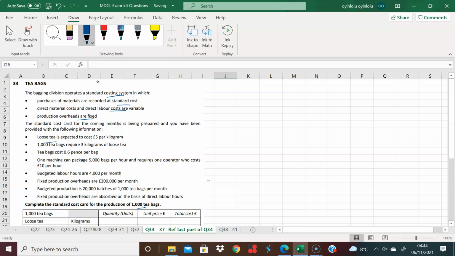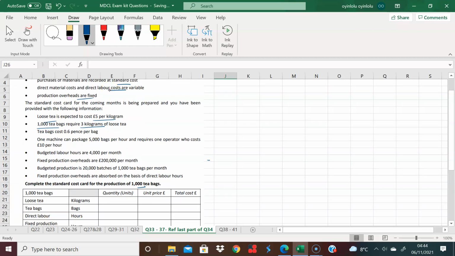It says a loose tea costs £5 per kilogram. We want to deal with 1,000 tea bags, and it tells us 1,000 tea bags needs 3 kilograms. I know that it's £5 for each kilogram, so that's £15. The packaging is 6p per bag, so for 1,000 tea bags, that's 600p, which in effect is £6.